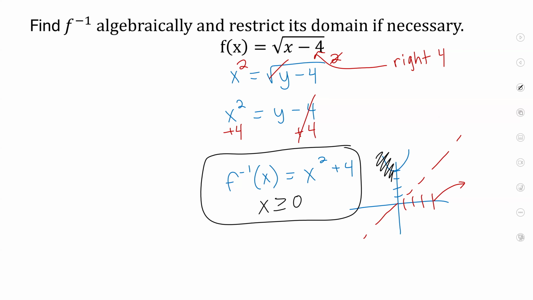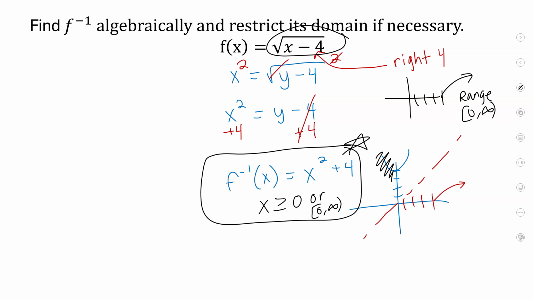That's my full answer. Now, if you don't want to graph it, just figure out the domain or the range of this. This original graph, it looks like that. So your range is 0 to infinity. That means that's the same for here. Your domain here is 0 to infinity. And that's your full answer.